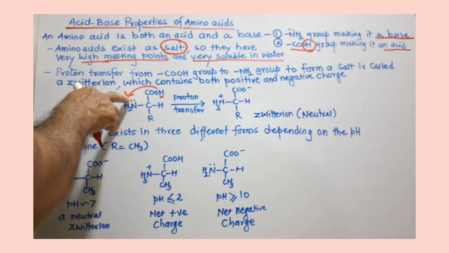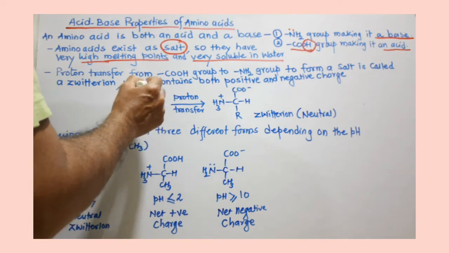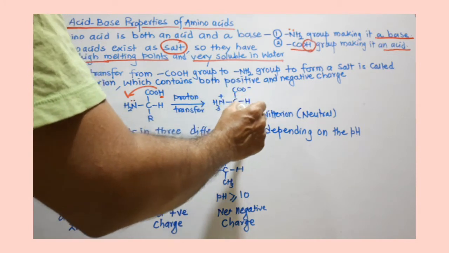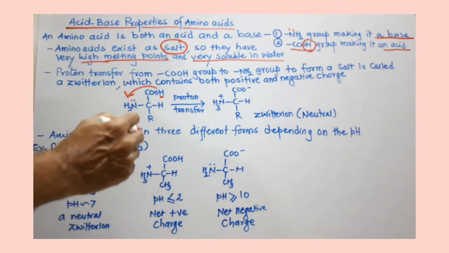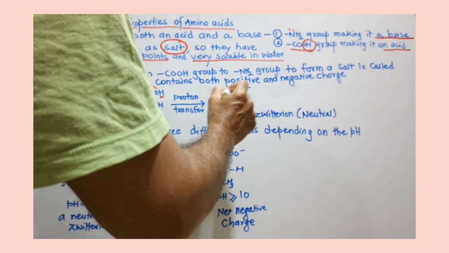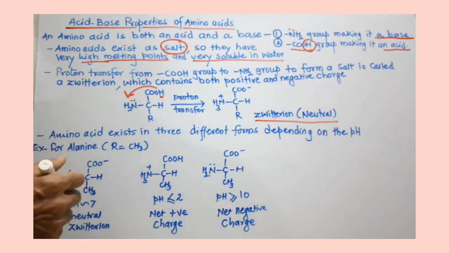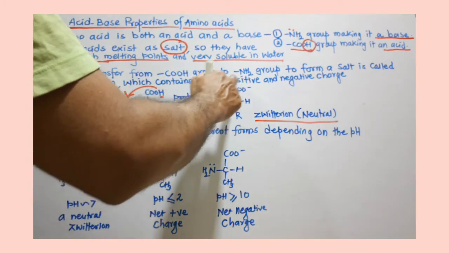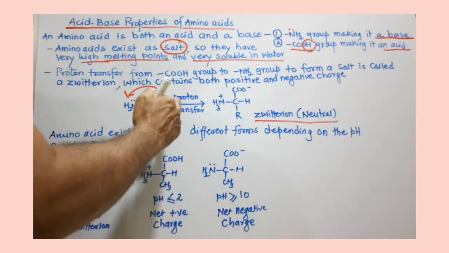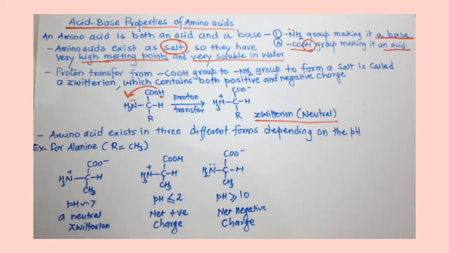So when this lone pair is used up, it produces a positive charge. And when this proton is lost from the COOH group, it produces a negative charge. So the net charge on the amino acid is 0, or neutral. This ion, having both positive and negative charges, is called a zwitterion. This zwitterion is neutral because of the cancellation of positive and negative charges. The zwitterion is formed because of the proton transfer, and this is called a salt.